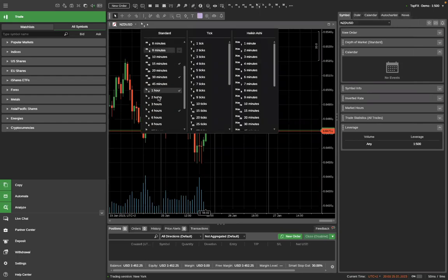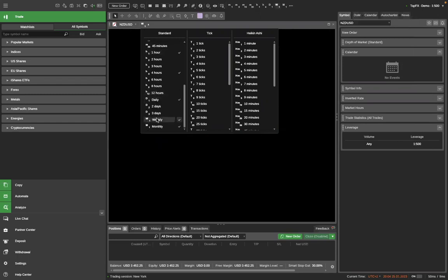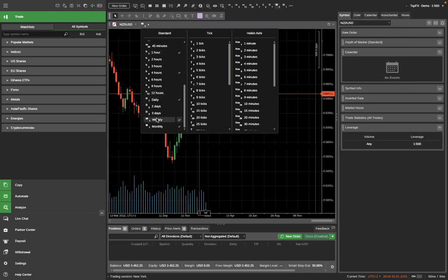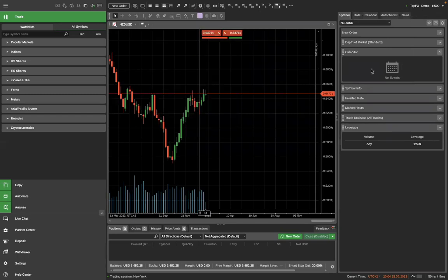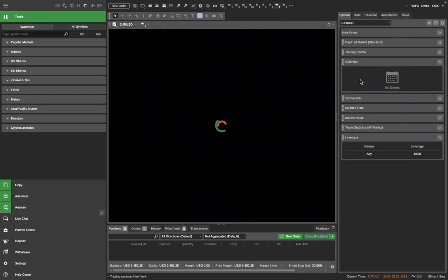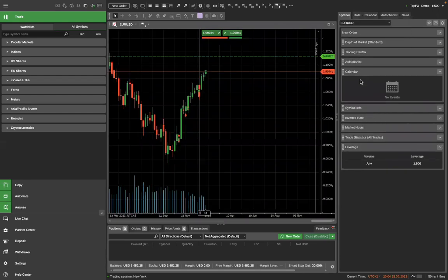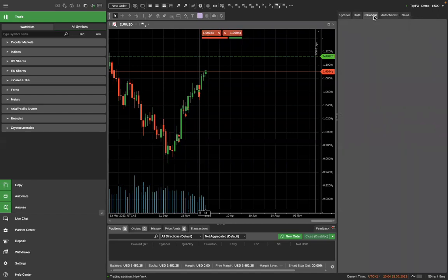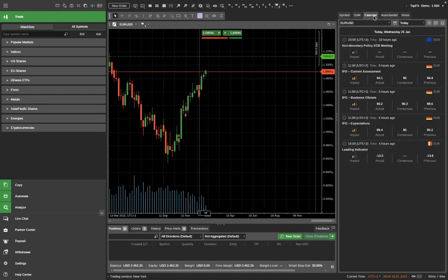Maybe we should change the time frame to weekly. Let's try the weekly. As soon as we change the time frame to weekly, you can see that of course the chart changed its appearance as well. Let's find out if there's something on the euro dollar. As you can see, we don't have too many events on the calendar. And there is something completely different for today.